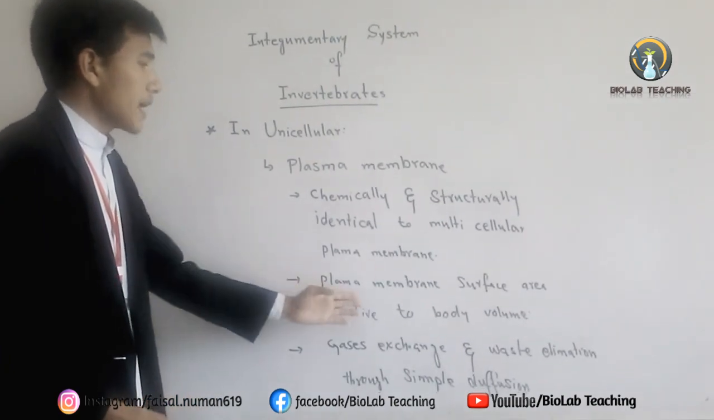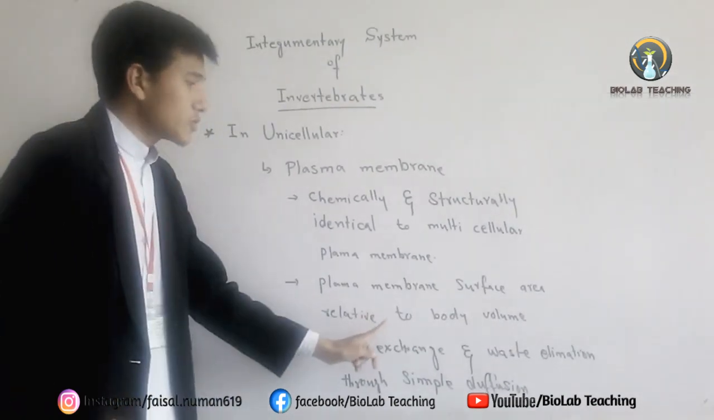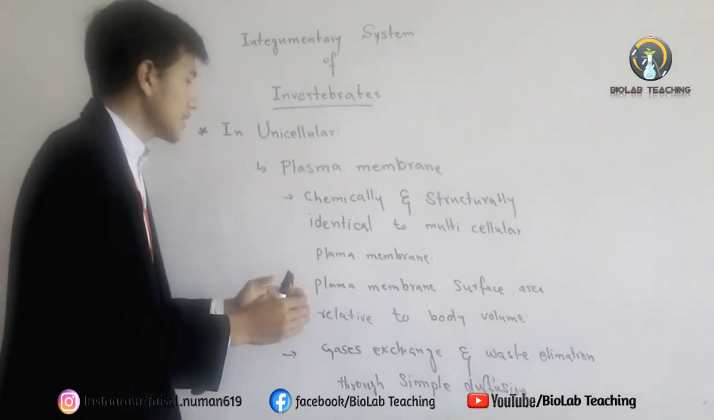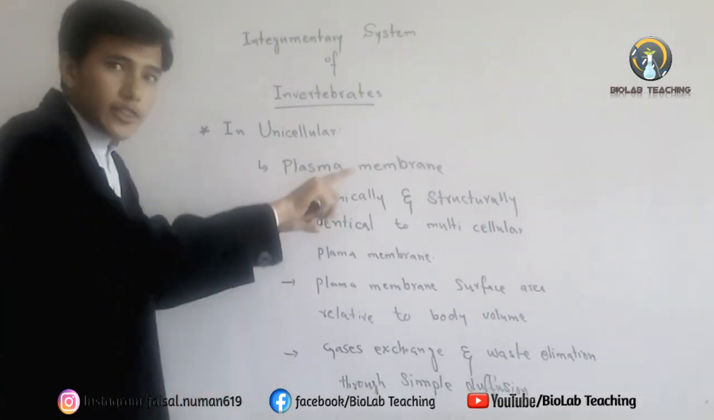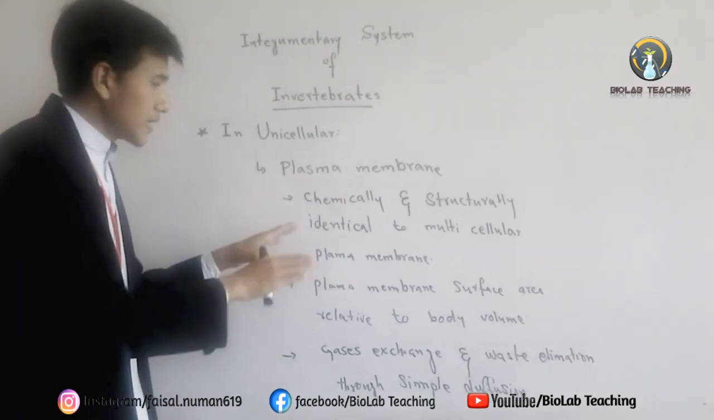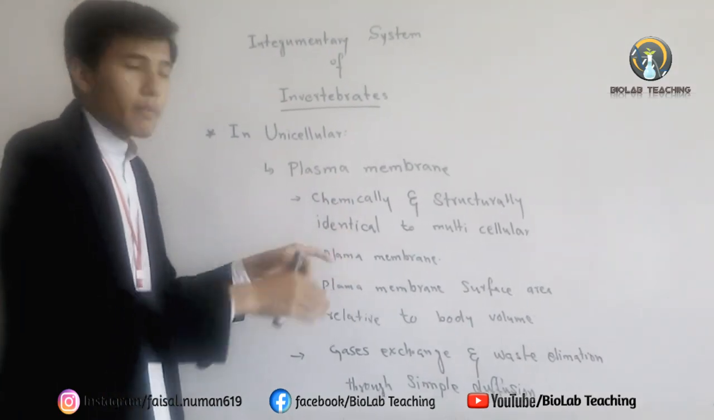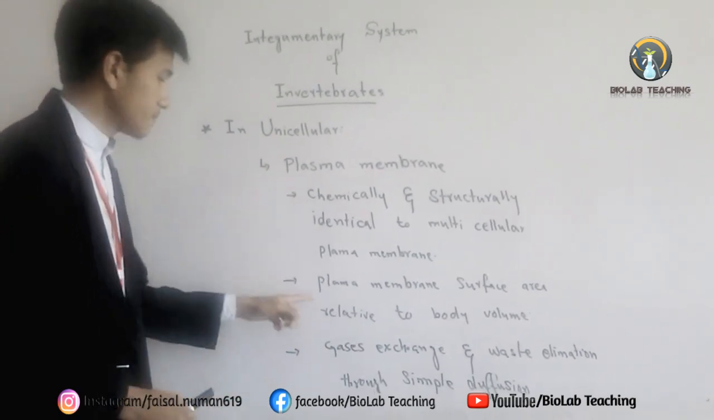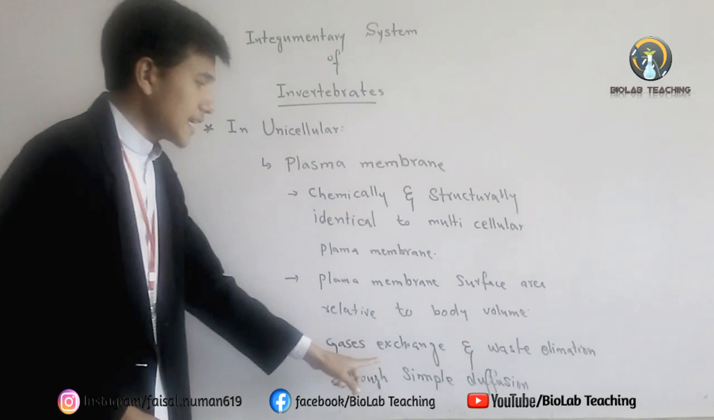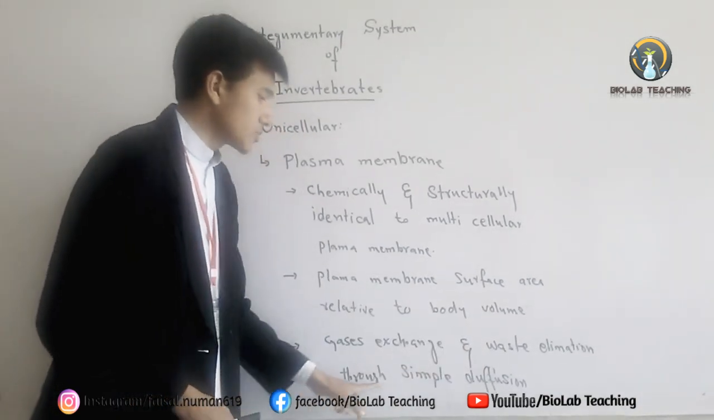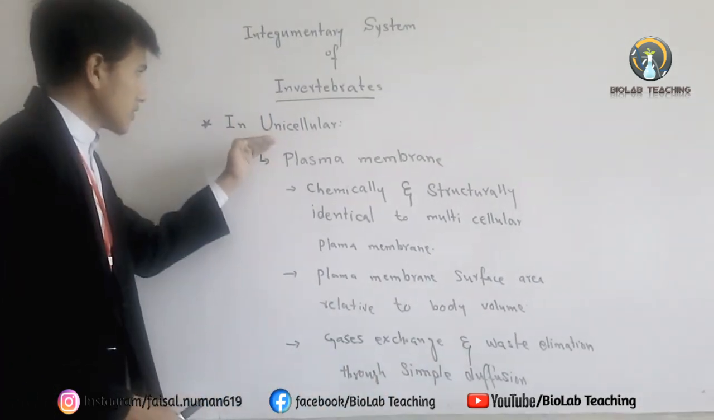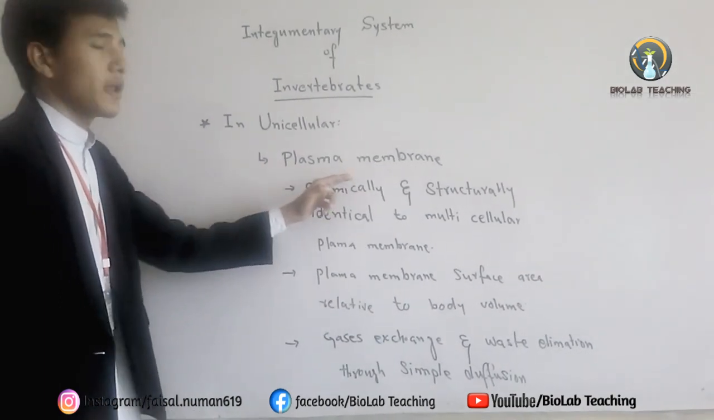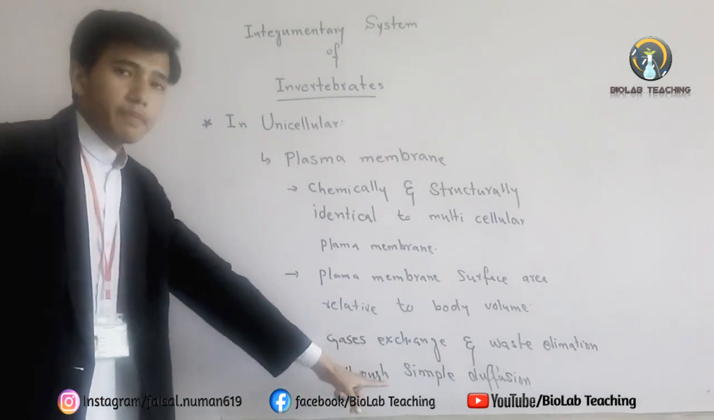And consider the plasma membrane surface area relative to the body mass in a unicellular organism. The plasma membrane covers the whole body surface of the unicellular organism. In protozoans, the gaseous exchange and the elimination of waste material through the plasma membrane occur by simple diffusion.